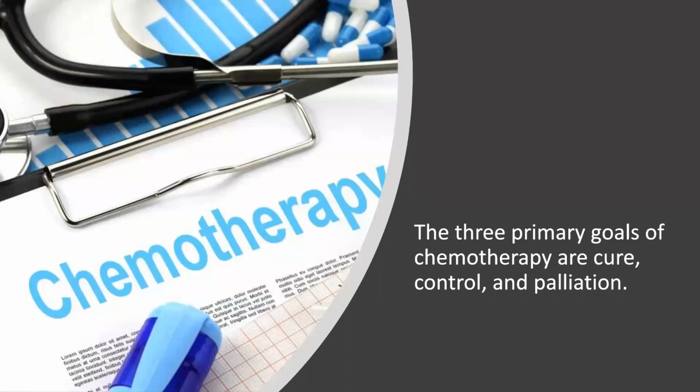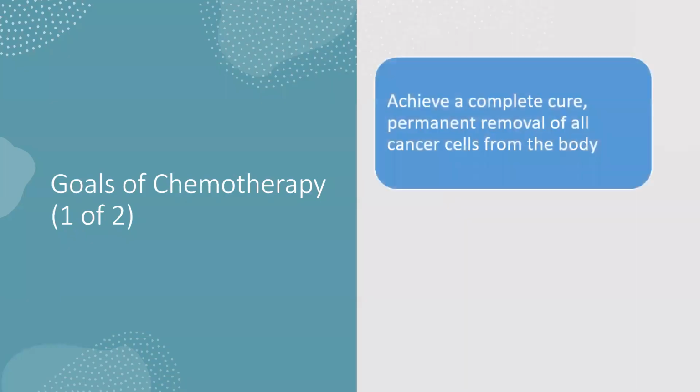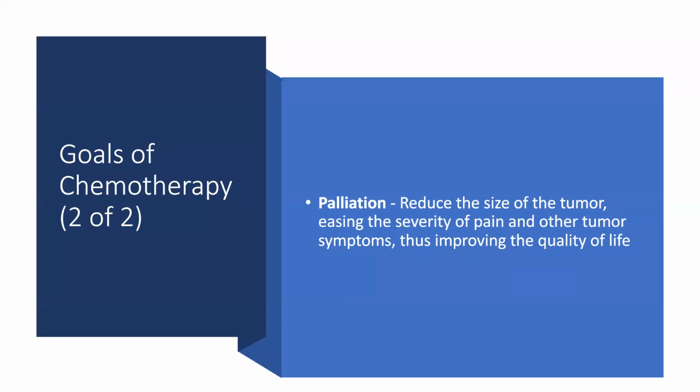There are three primary goals of chemotherapy: cure, control, and palliation. The goal may be to achieve a complete cure, the permanent removal of all the cancer cells from the body. Control or manage the disease: cancer is not eliminated, but preventing the growth and spread of the tumor may extend the patient's life. Palliation reduces the size of the tumor, easing the severity of pain and other tumor symptoms, thus improving the quality of life.